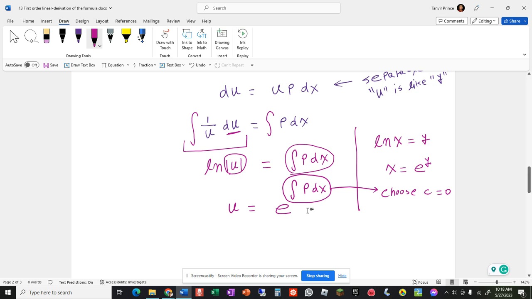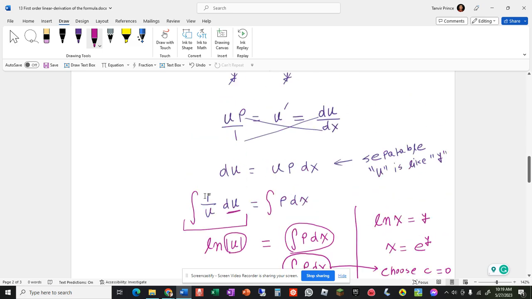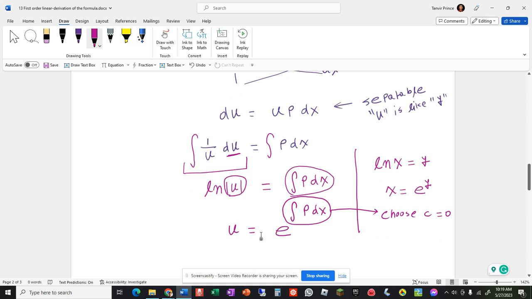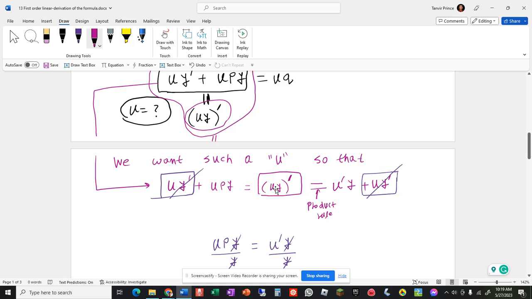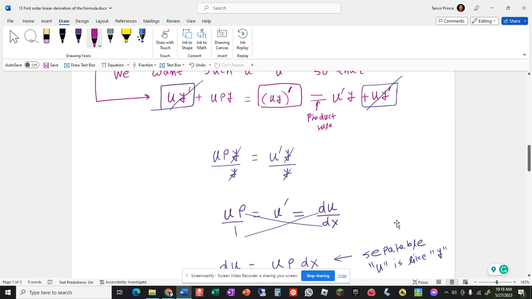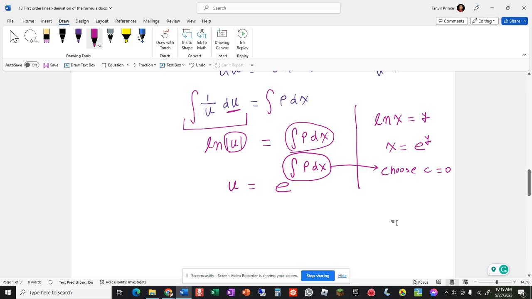So if we can evaluate this e to the power integral of p dx, that function is going to do this job for that particular function. So for that particular u, this equality is true. And this particular function u has a special name. We call this the integrating factor. So this u is called the integrating factor.